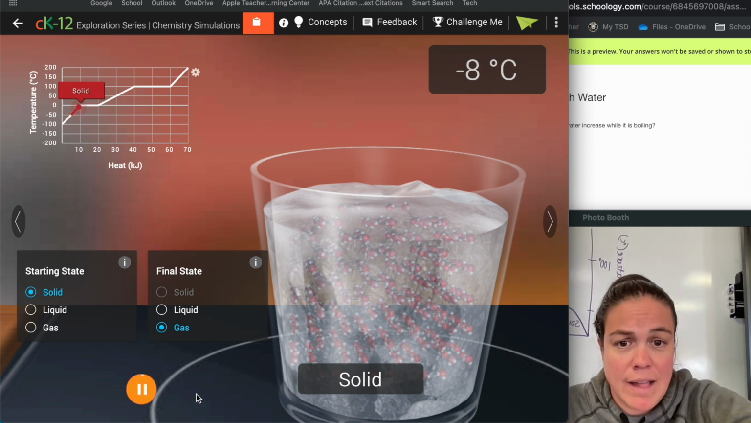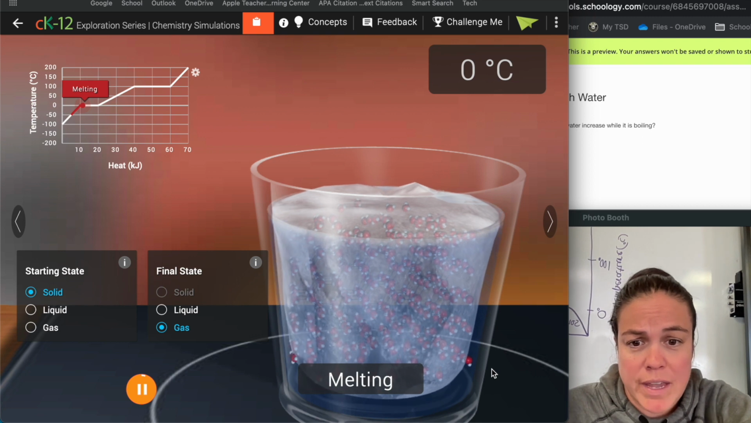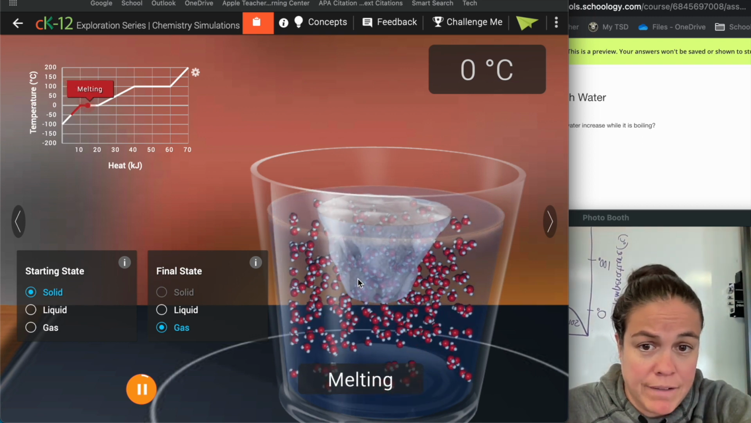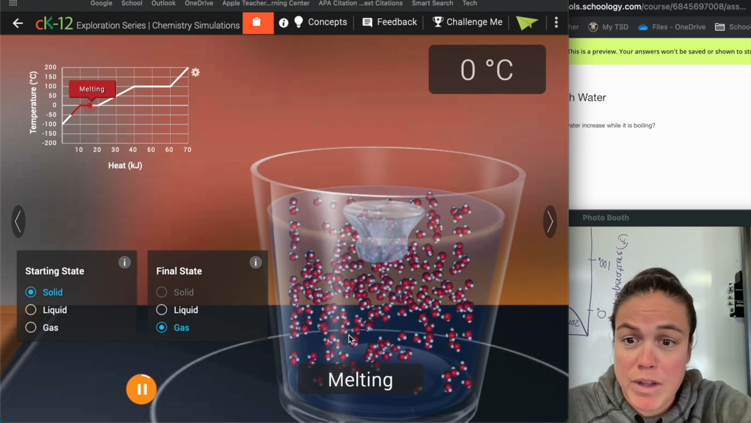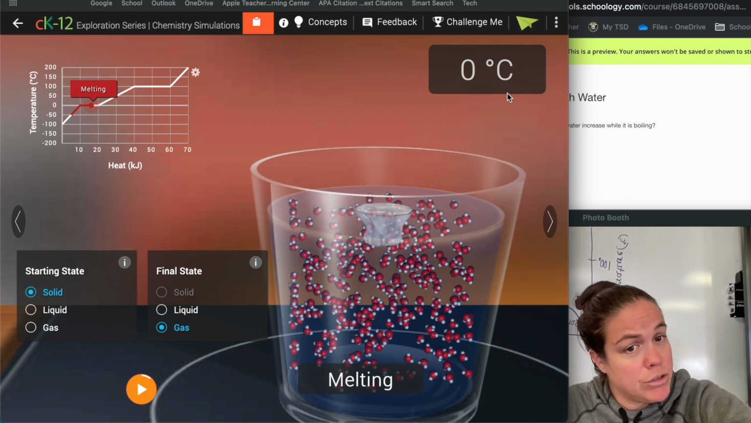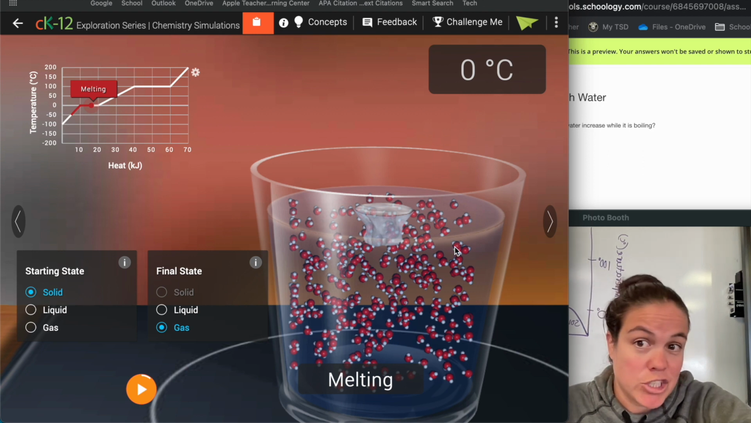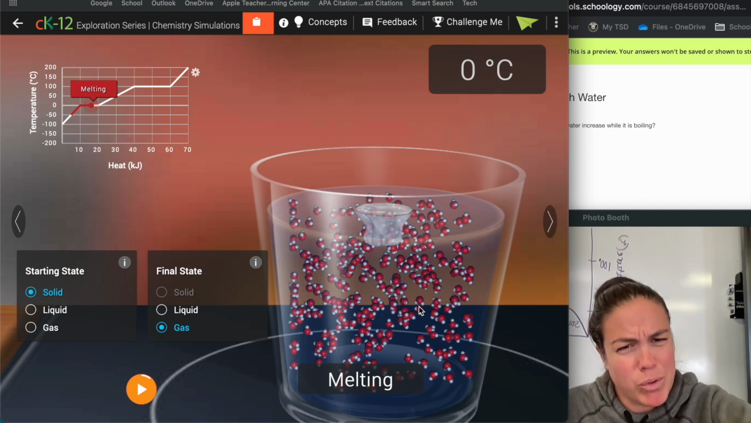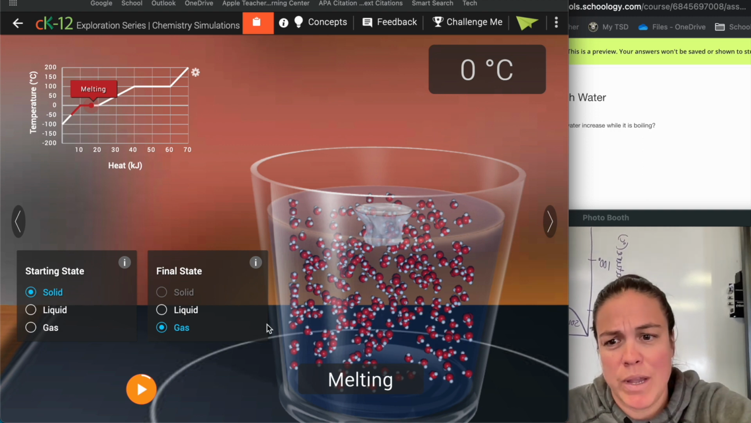So I've got a solid, my particles are moving. This melting is happening at this flat part of the graph. Particles are moving more and more. I just want to pause it there just for a second, okay? Notice I'm at 0 degrees Celsius. I've got a little bit of ice and actually a lot of water. I paused it there. So I'm both ice and water at this point where it's melting.